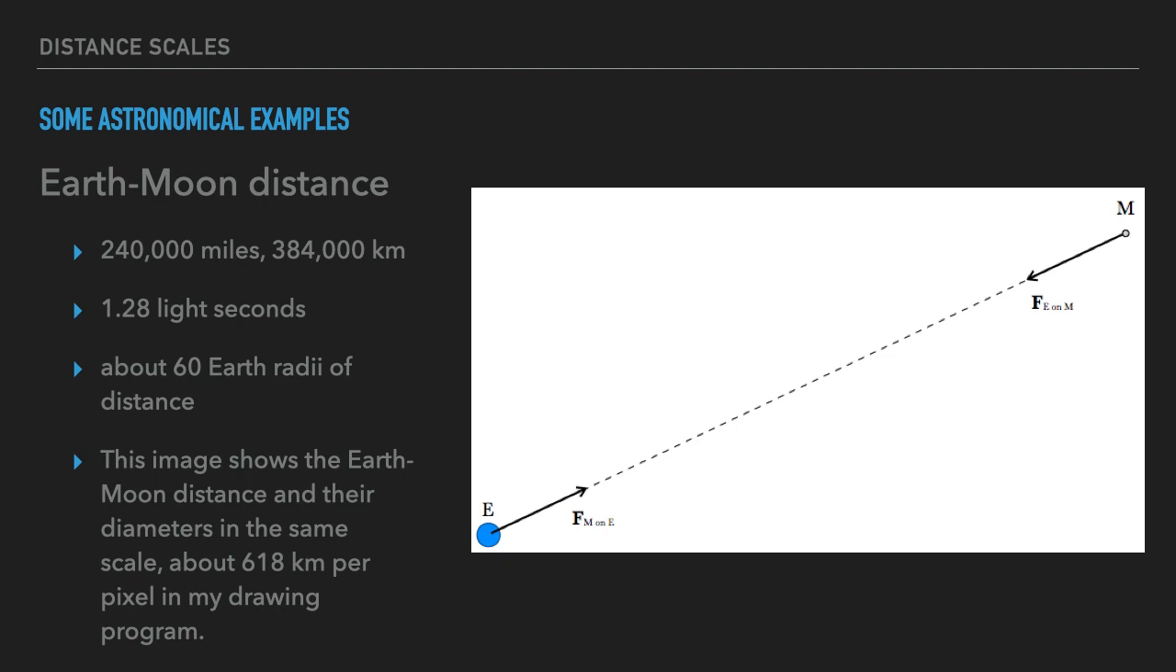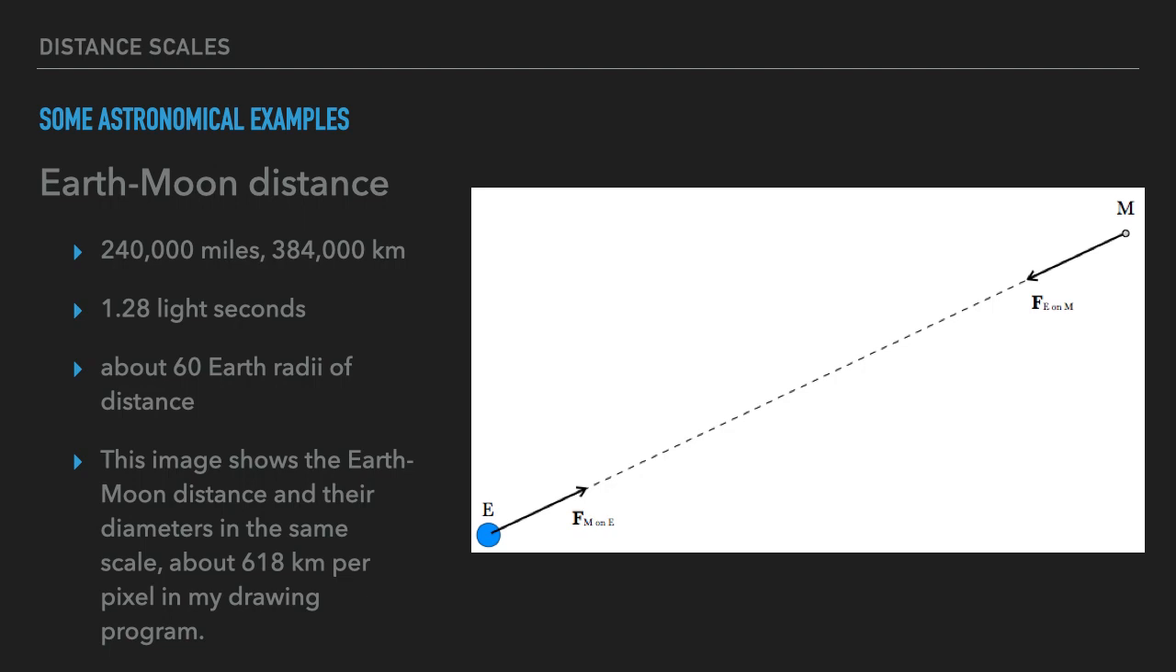And that is roughly the correct distance and diameter. So the diameters and the distances are in the same scale. If you were to get in a spaceship and travel away from Earth a good distance so that you could see them both, they would look like this. And this is not easy to do. Some astronomical systems, as we're going to see, don't show true proportions.